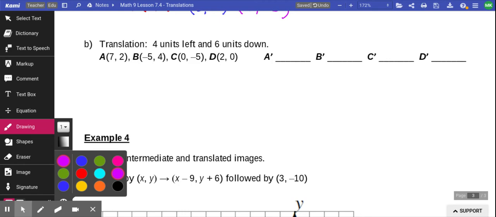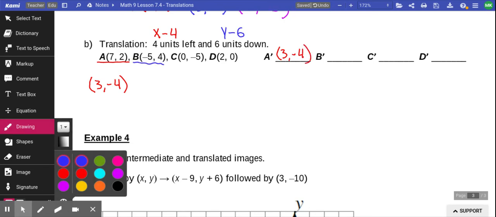Fantastic. Hopefully you did that. The first thing I have to recognize is 4 units to the left means I'm taking my X values and I'm subtracting 4. To figure out my Y values, to go 6 units down means I take all my Y values and I subtract 6. I'm going to do each one of these points kind of verbally. So if I have 7, 2, 7 minus 4 is 3, 2 minus 6 is -4. So my point is at 3, -4.